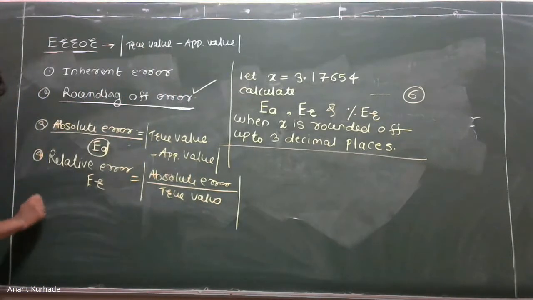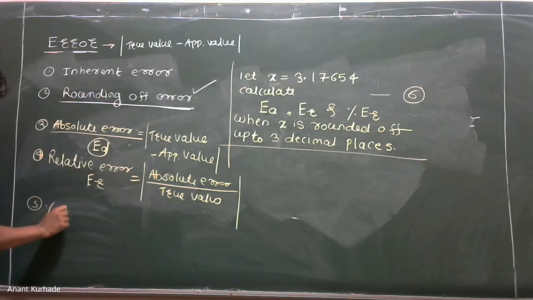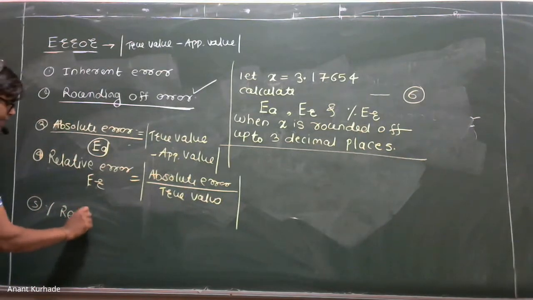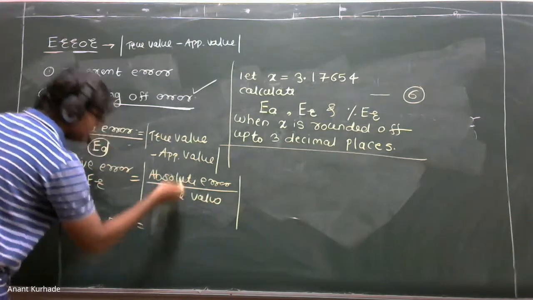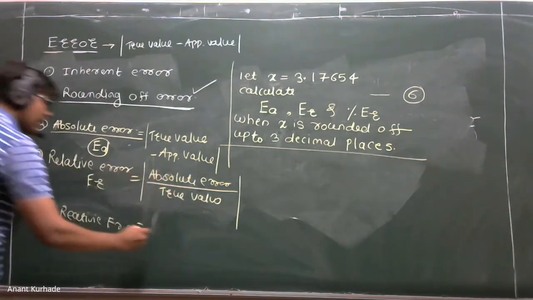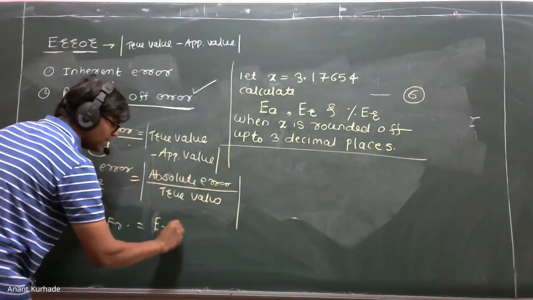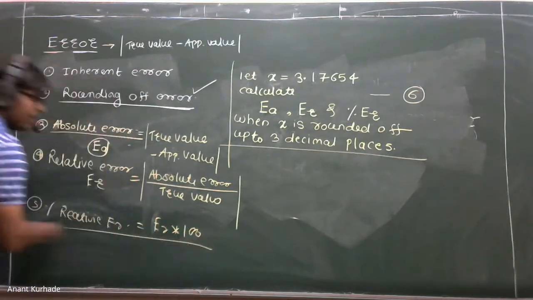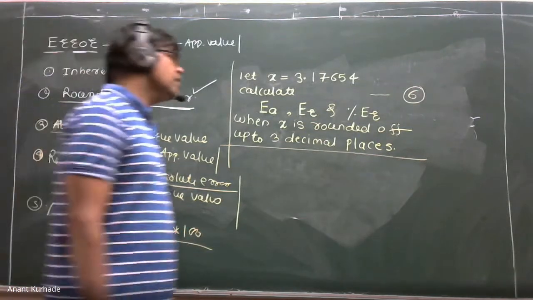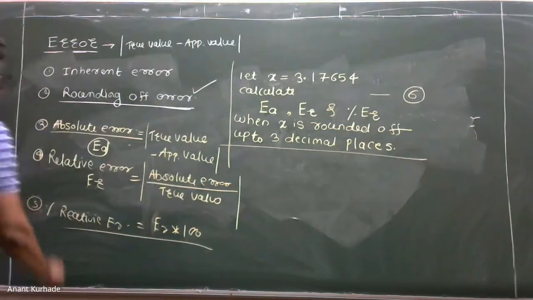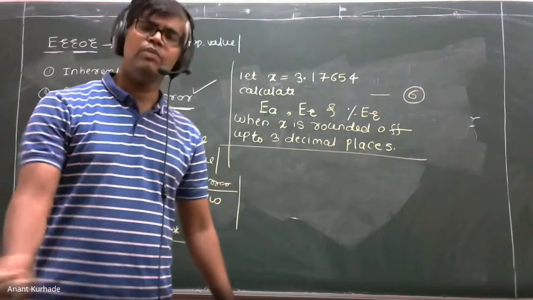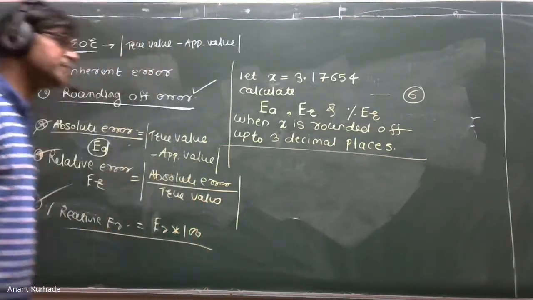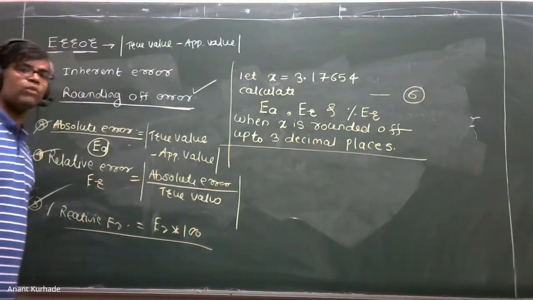And the fifth one, percentage relative error. Percentage relative error means multiply this by 100, so you can write ER into 100. Just remember this. What is absolute error? Simple: true value minus approximate value.